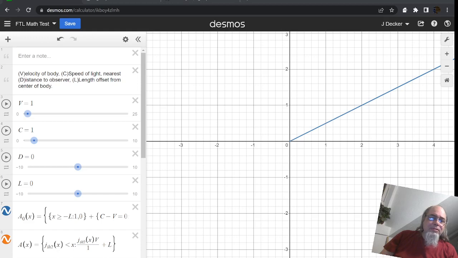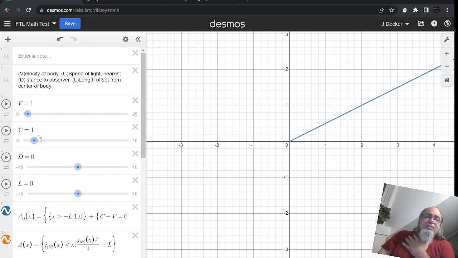I made this faster than light demo that had some math that I was playing with on Desmos first. The speed of light c and the velocity v, the nearest distance of the observer to some line, and the length of the thing being observed, kind of results in what you can see.